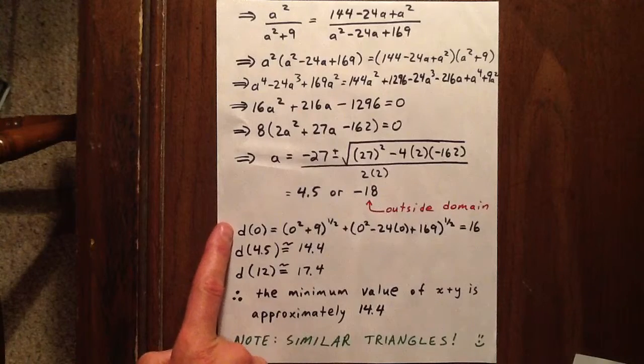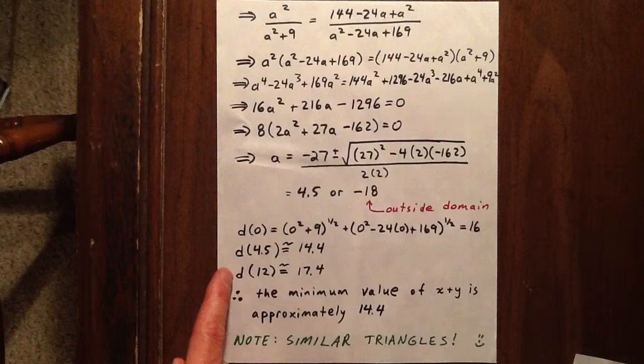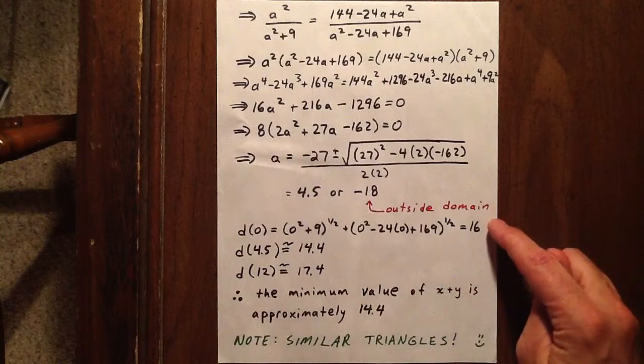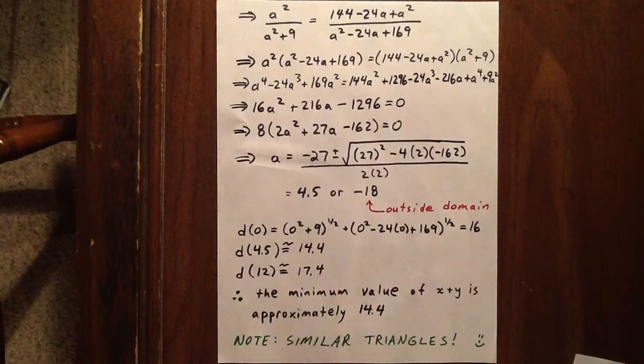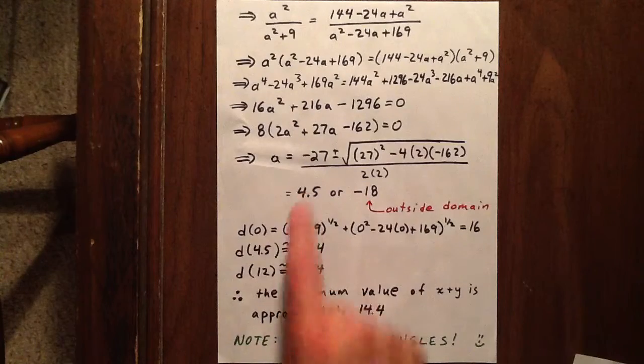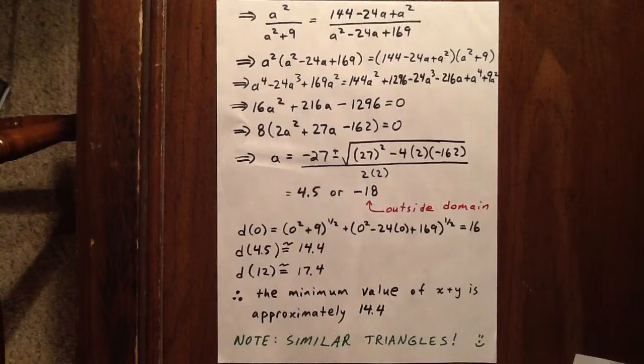Determining the total distance using our endpoints of 0 and 12, we get values of 16 and approximately 17.4. But in between, using that value of 4.5 for a that we got from setting the derivative equal to 0 and solving for a, we get a total distance of approximately 14.4. So that's the minimum value of x plus y.